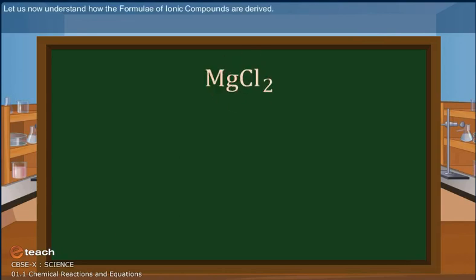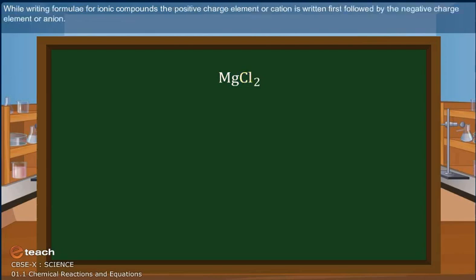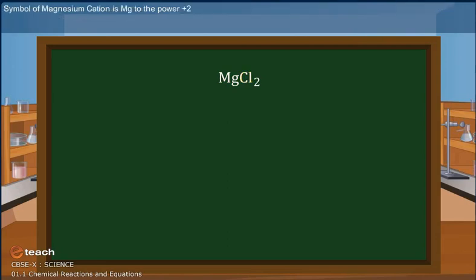Let us now understand how the formulas of ionic compounds are derived. When we talk about ionic compounds, then there have to be two charges, positive and negative. While writing the formula for ionic compounds, the positively charged element or cation is written first, followed by the negatively charged one. The symbol of magnesium cation is Mg2+. The symbol of chloride anion is Cl minus.